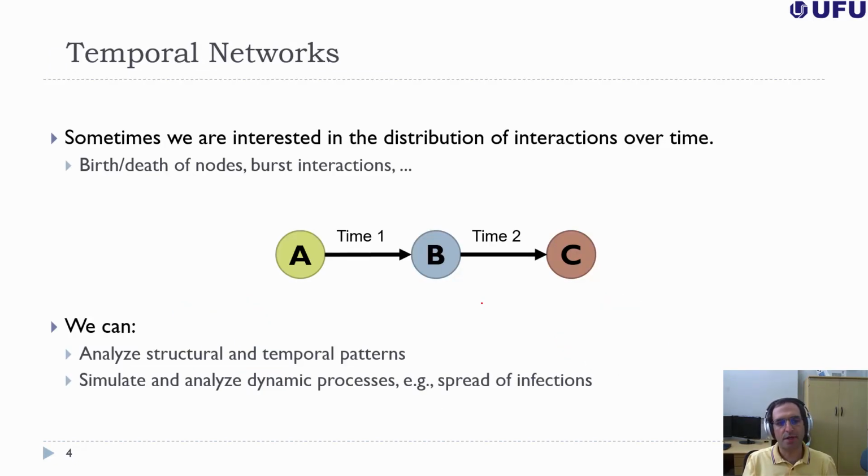Temporal networks. Sometimes we are interested in the distribution of interactions over time. When we talk about complex networks, in many examples, the studies focus only on the interactions between the nodes. But when you talk about temporal networks, we are interested in the interaction between the nodes A and B here, for example, and also when the interaction occurred. So here A communicates with B in timestamp 1, B communicates with C in timestamp 2. It's interesting in these temporal networks to know the birth and death of nodes in the network, to know bursts of interactions over time, and many other time-related properties. We can analyze structural and temporal patterns, and also simulate and analyze dynamic processes, for example, the spread of infections.